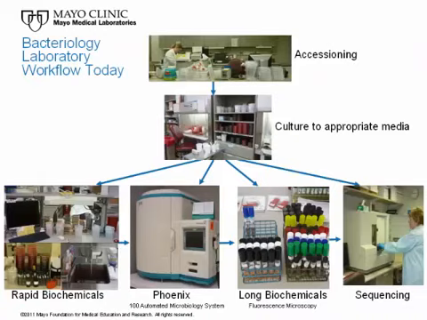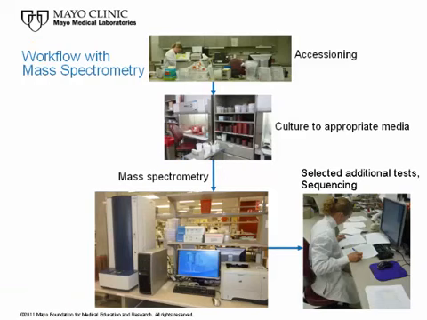This slide illustrates bacteriology workflow today, including the use of rapid biochemicals, an automated phenotypic identification system, long tube biochemicals, and 16S ribosomal RNA gene sequencing. With matrix-assisted laser desorption ionization time-of-flight mass spectrometry, colonies growing on plates can be directly identified without the need for many other identification tools used today.